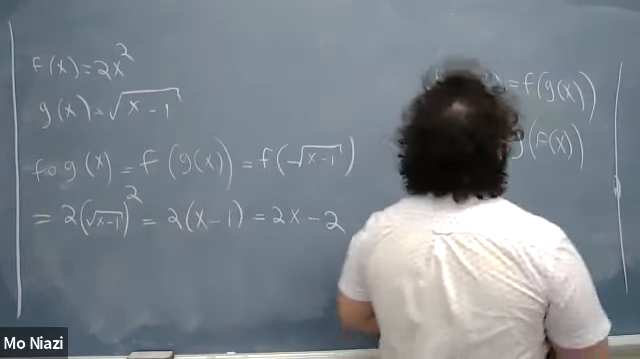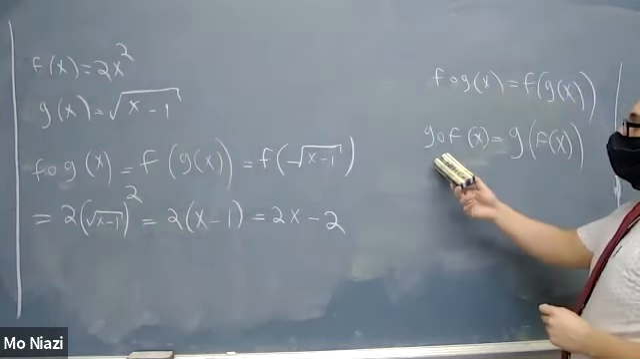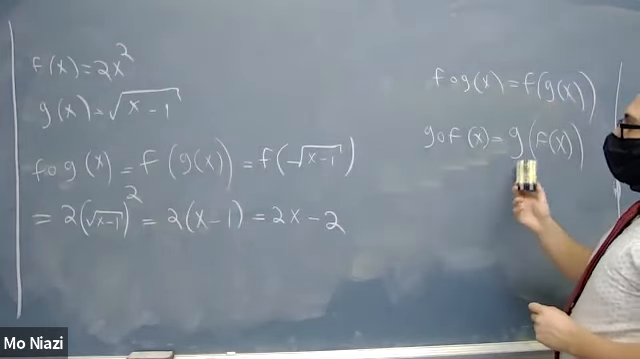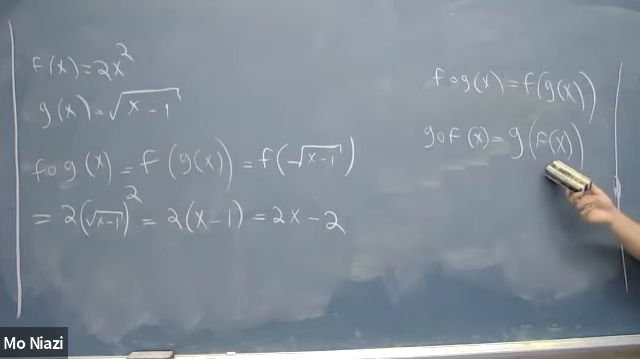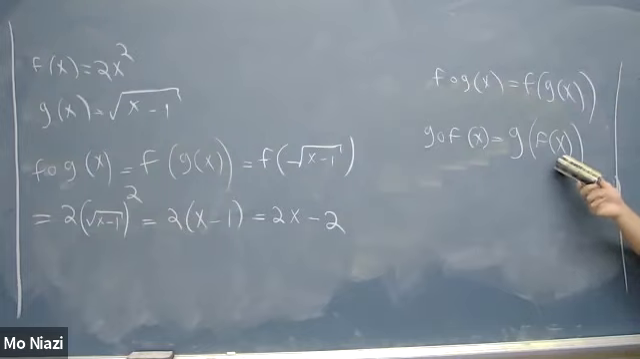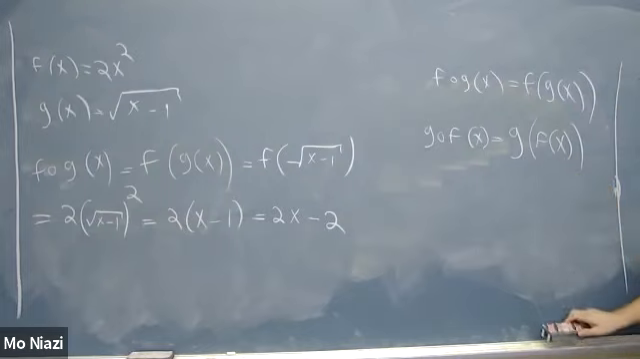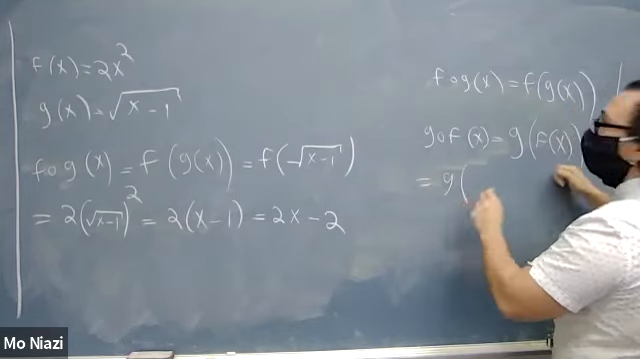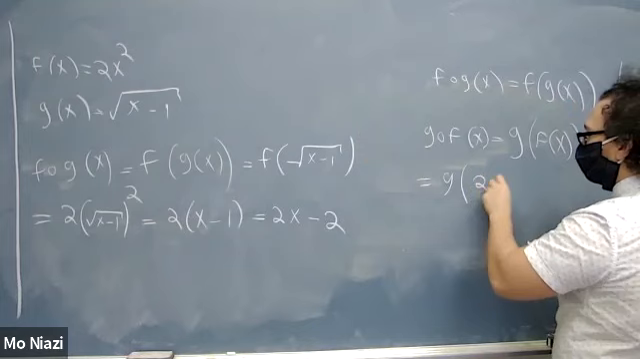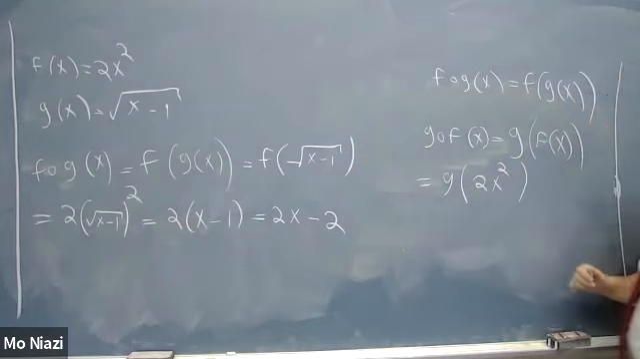Aha. But what is g composed with f of x? That's equal to g of f of x. Now the roles have reversed. f is now the stuffing and g is the turkey. So what does that imply? Well, we have g of what was our f of x? It's that 2x squared. So now we've got the stuffing ready.